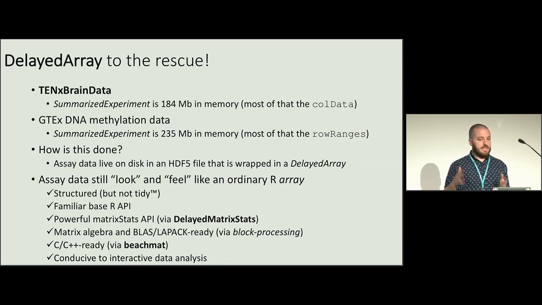So it has the same structure where rows are features, columns are samples. It has square bracket notation for subsetting that feels like an ordinary array. It has a matrix stats API that I developed called DelayedMatrixStats. So you can use all those tools that you were using for arrays now applied to these delayed arrays. You can integrate with matrix algebra with a little bit of extra work called block processing that I'll describe. It has a C and C++ ready sort of interface that I'll describe at the end of the talk.